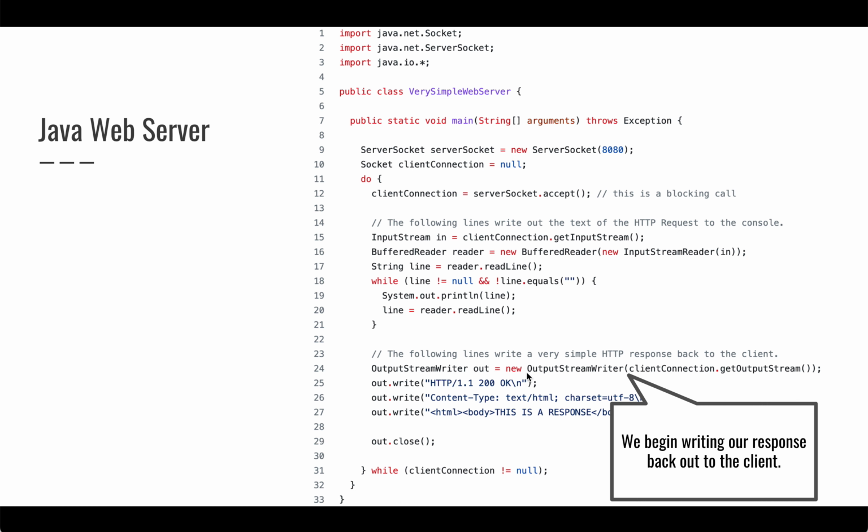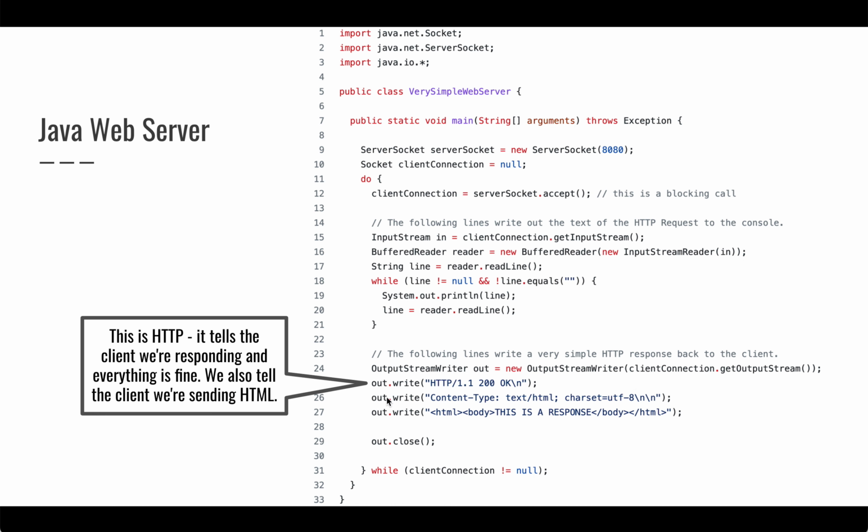We write a response, though. We're going to get an output stream writer, and we're going to write a response back to that client. So we retrieve that client's output stream. And then the first thing we're going to do is put in this HTTP header that identifies that we're using HTTP version 1.1. We're going to send a response code of 200, which just means OK.